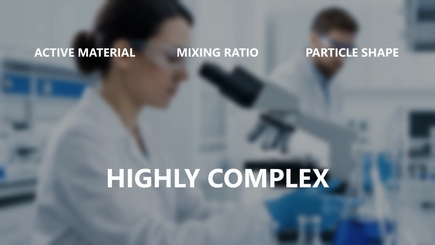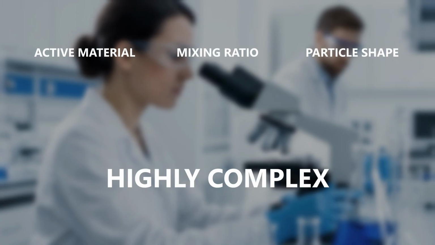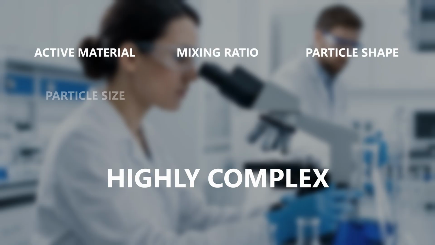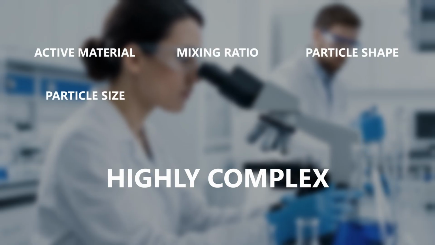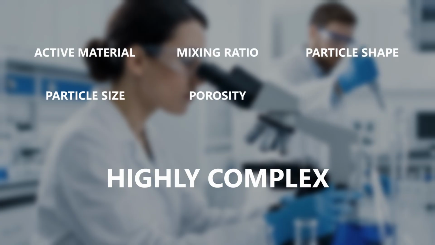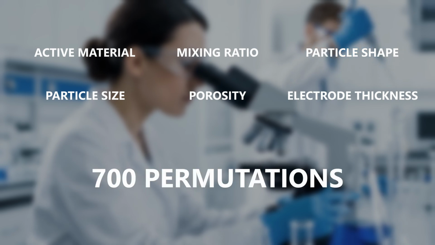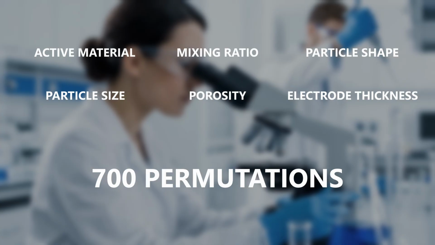Then also with the particle shapes, even when you are using the same active material, the performance of the battery can be very different depending on the particle shape. Is it spherical particles, ellipsoidal? Is it more flake shape? But then also the particle size is one of the parameters. The porosity, which you can tune with the calendaring step in the manufacturing, or the thickness of the electrodes. And these are now only 6 parameters. And when you would only try 3 different possibilities for the parameters, you end up with 700 permutations.